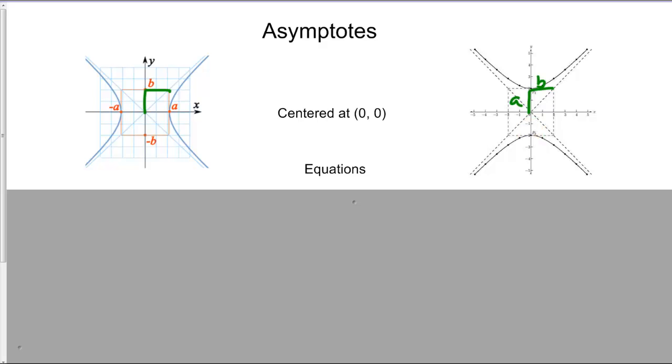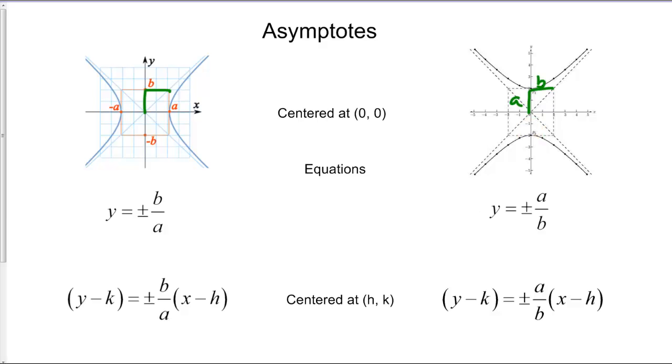So if I want to express these equations, I can say the equations for a centered hyperbola at 0, 0 is plus or minus B over A x, and plus or minus A over B x for my centered hyperbola going up and down. If I translate that center, I just translate the x and y points by subtracting h and k to each.